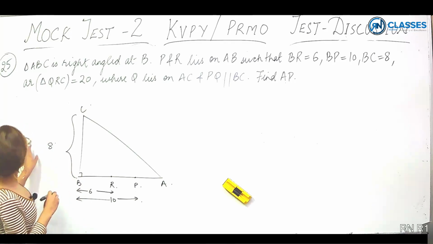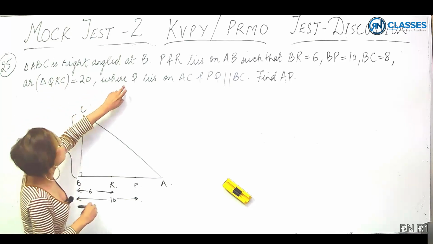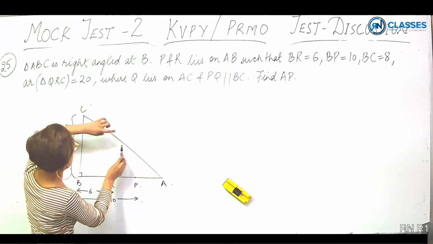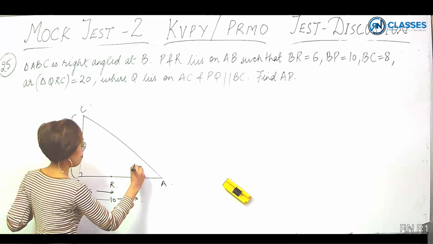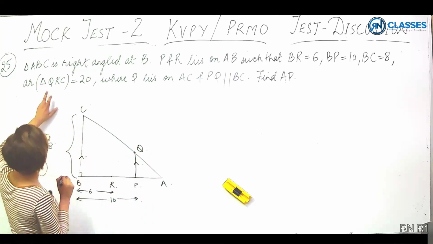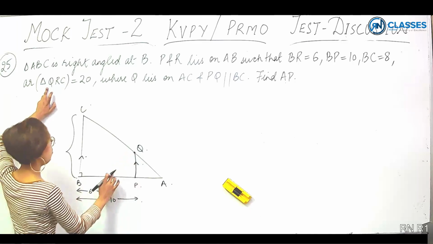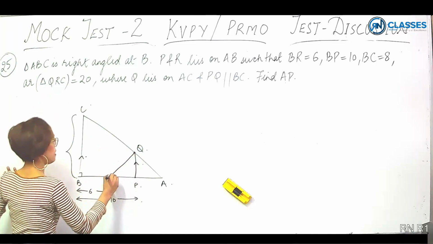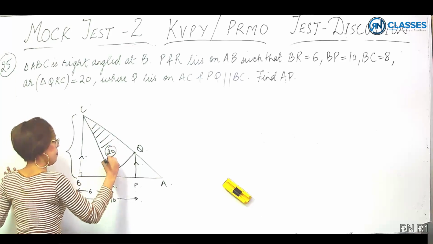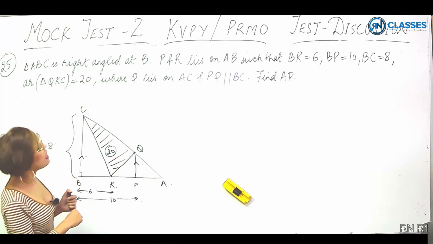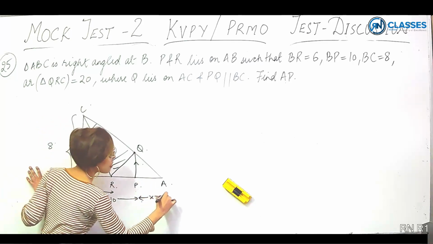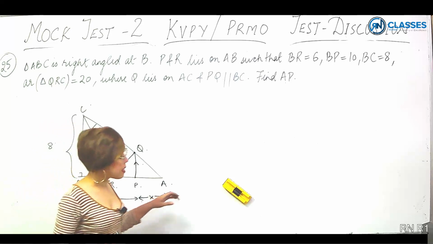And the area of triangle QRC, where Q lies on AC and PQ is parallel to BC. So make a parallel line, right? This has to be Q. Then he says area of triangle QRC. So this triangle. This area is given to me, that is equal to 20. Right? Now he says find AP, so that means I am interested in this length. Let me say that this is x. I am interested in the value x.